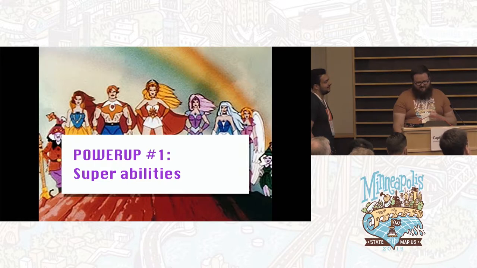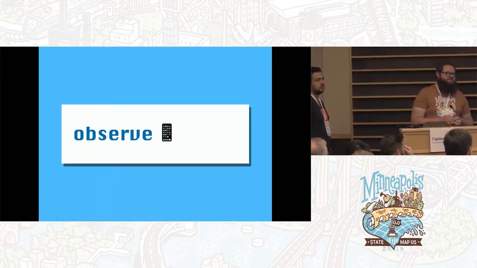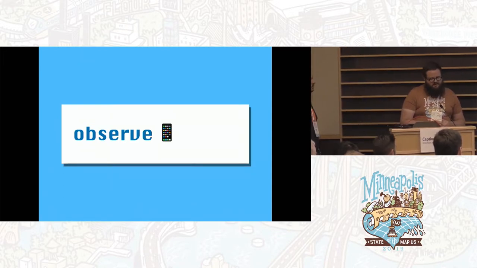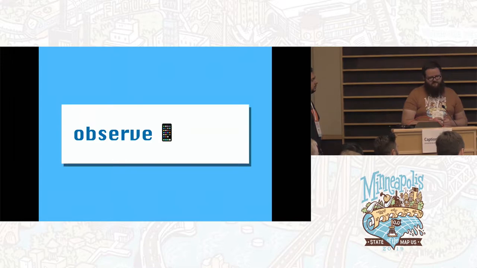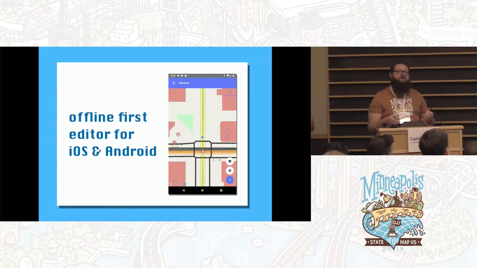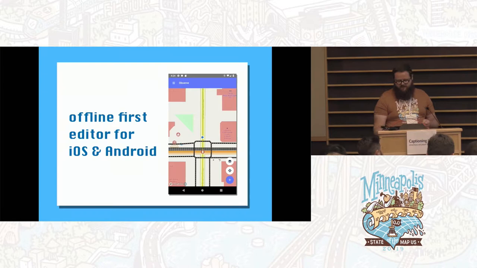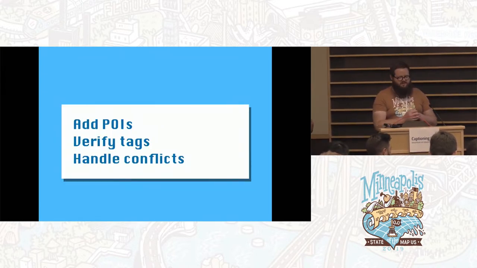And it's really about not what individuals can do, but what we can do better together as a team. Starting with Observe. Observe is a tool we've been working on, off and on, since 2017. It is an offline-first editor for iOS and Android. We have kept the use cases we're targeting pretty simple. So you can add points of interest, and I've tried to make that as easy as possible, with as few steps between you and adding a point as we can make it.